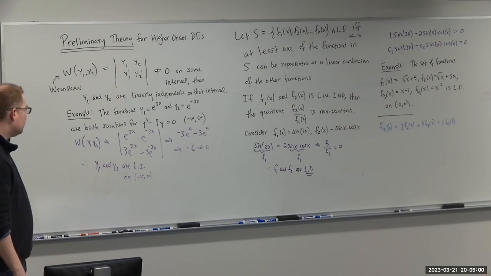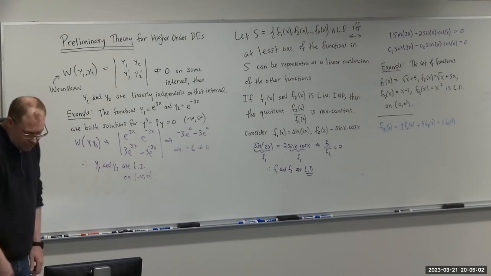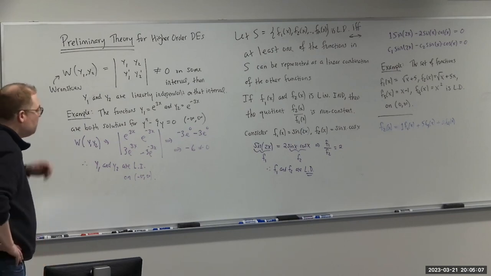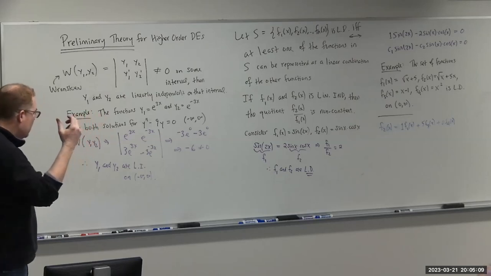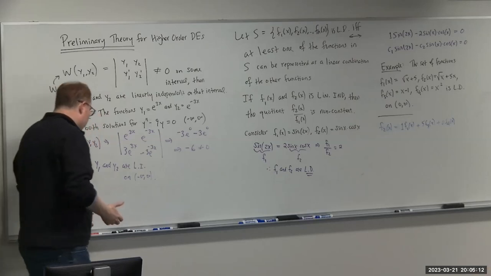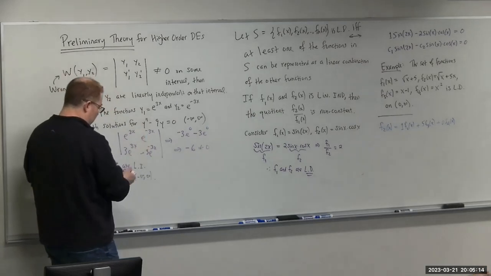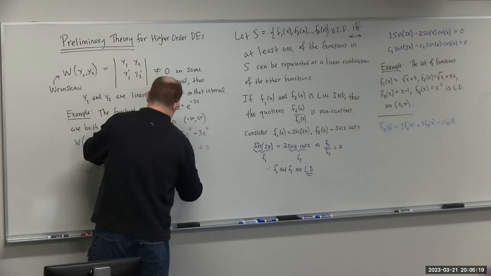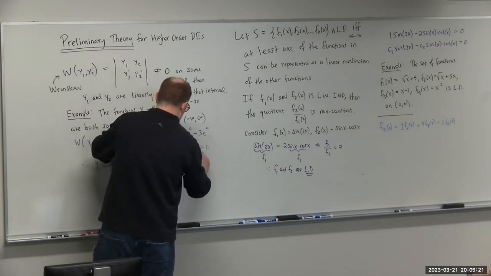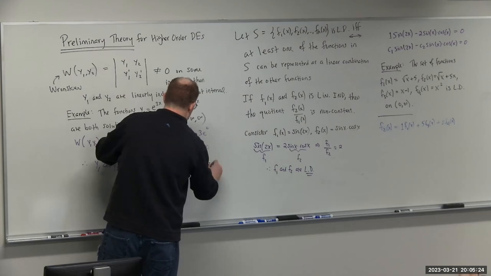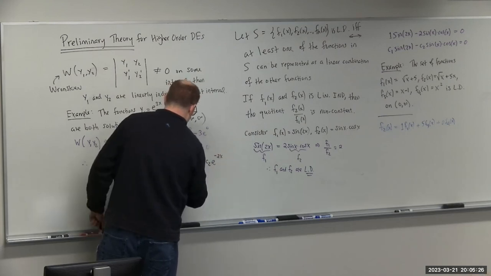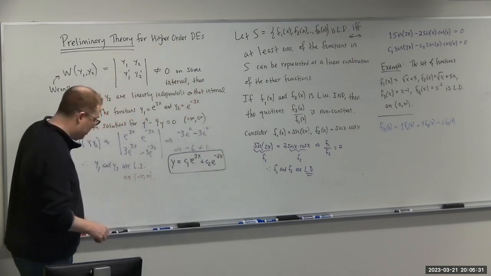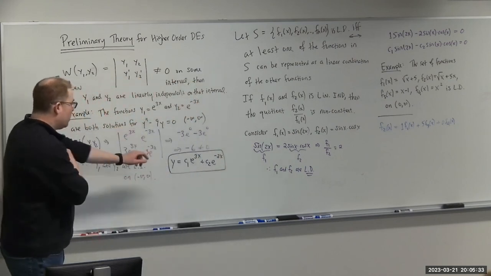Independence. Therefore, because of that, this tells us that the general solution to this, we can basically take the linear combination of these. So this gives us our general solution for the second-order differential equation.